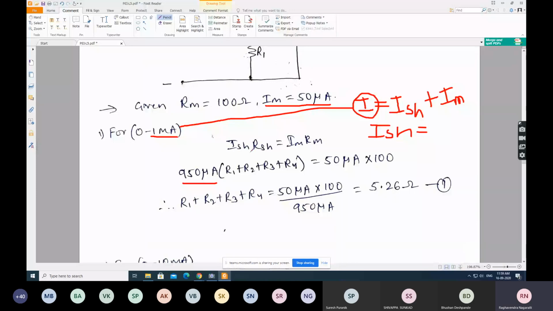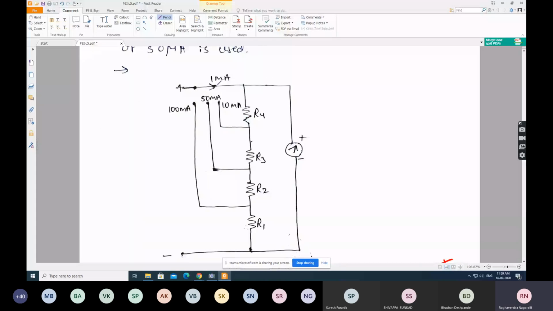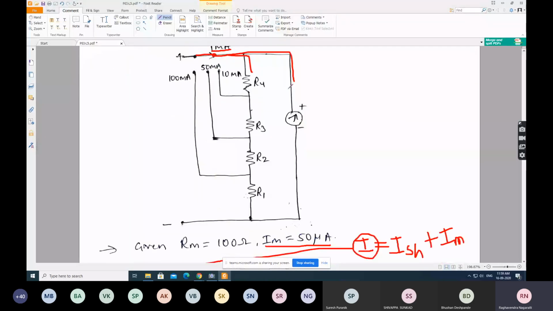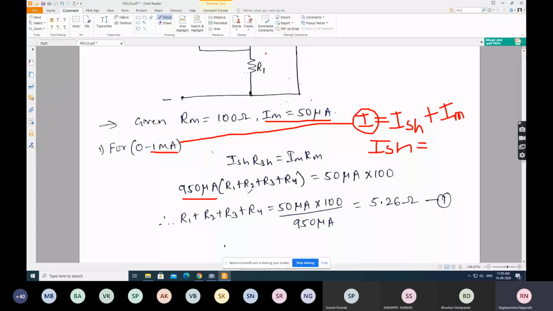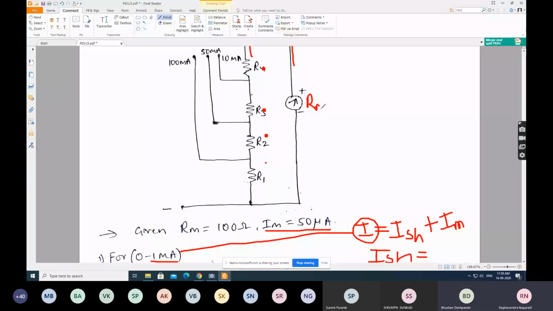So RSH, what is it? So here is the range, 1 milliamp, which is this button. So now the switch is in this position. So this is one path and this is the other path. Okay, so in this path, which resistors are in parallel with the meter? R4 plus R3 plus R2 plus R1. So the series combination of all these four resistors are in parallel with this basic meter having the internal resistance Rm.